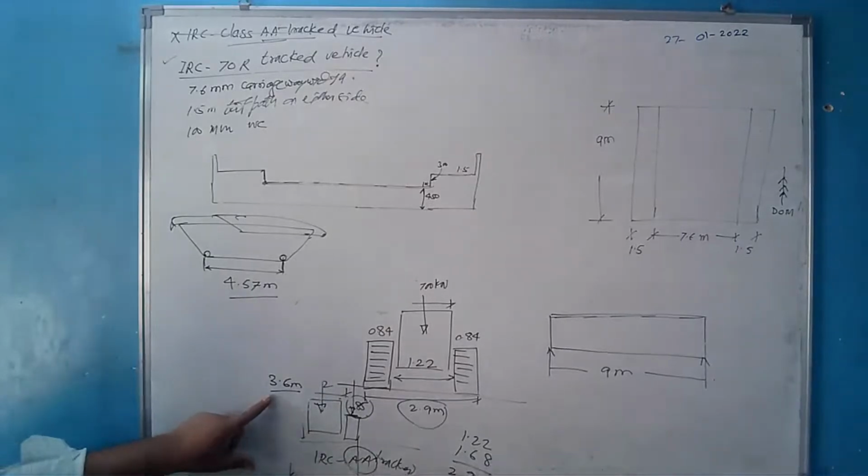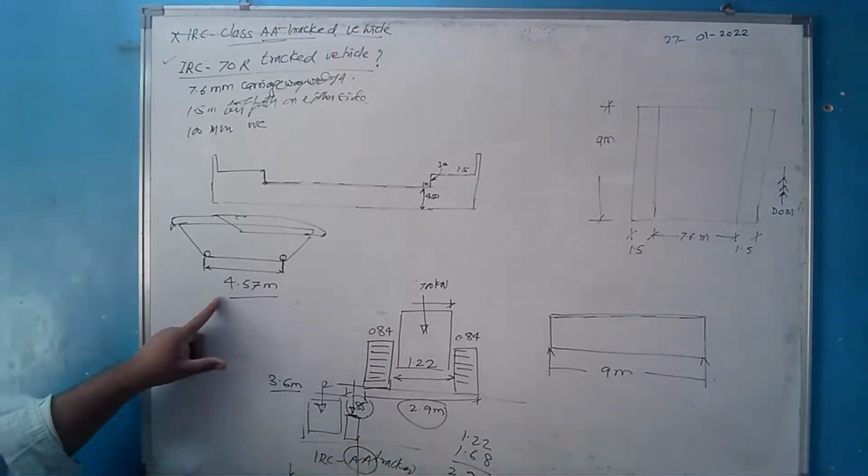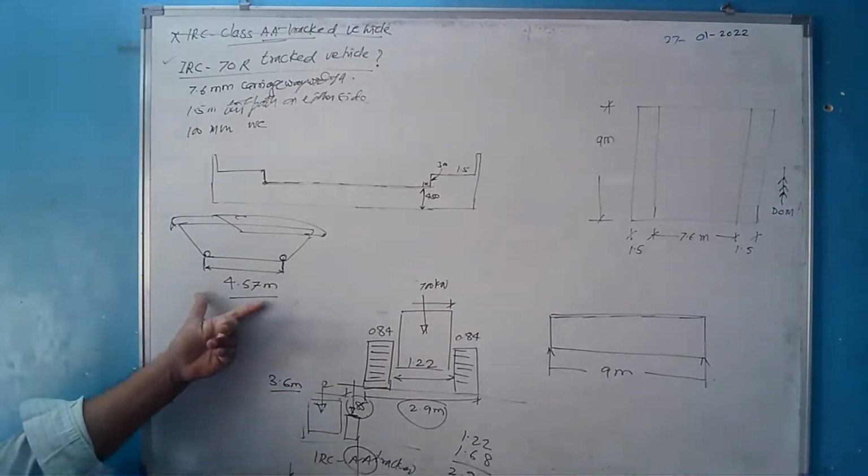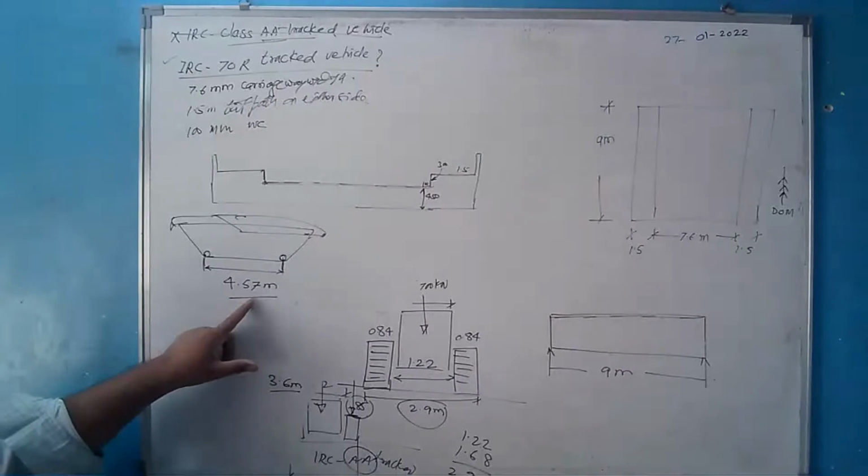Here the contact length is 3.6, here the contact length is 4.57. Right, you are correct, South Khan. It will be different. Why will it be different? The contact length here is only 3.6, whereas in case of 70R it is 4.57.